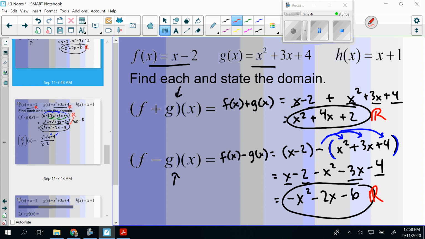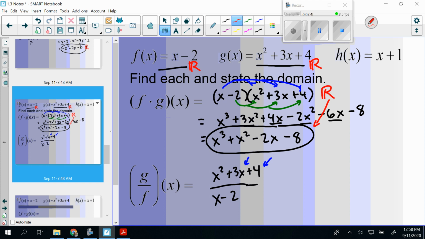What about, though, the division one? Well, this would also be all reals. However, since we're dividing, we got to check the bottom. Is there any values of x that don't work here? Yeah, the one number that's not going to work here is 2. Because if you put 2 in there, you're going to get 2 minus 2 is 0. You can't have division by 0. So the domain for this one would be x, where x can't be positive 2. So that would be the domain for the division one.